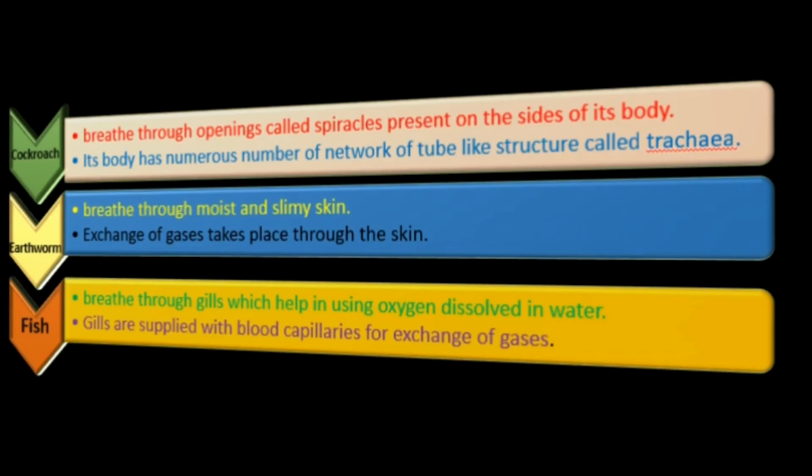First of all, breathing in cockroach. You must have seen a cockroach. You will find various openings present at the sides of the cockroach body. These openings are known as spiracles, right? And inside the body there are various tubular structures which are known as trachea. And these structures help in exchange of gases inside the body.